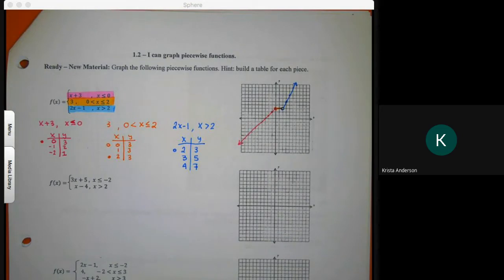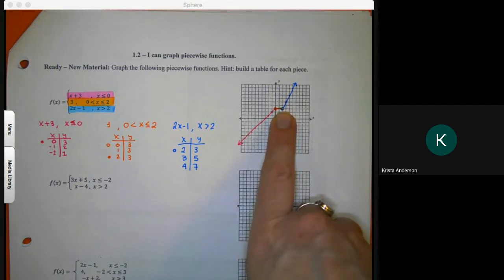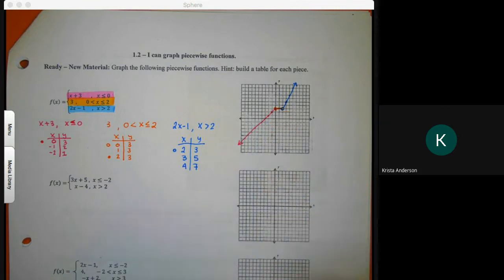That's a piecewise function graph. It's okay if you have an open dot and a closed dot overlap. Really fine. It just ends up filling it in on your graph.